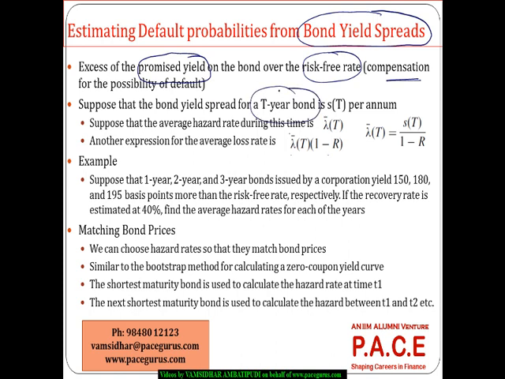So for a T-year bond, if the spread is S_T per annum, and during this period the average hazard rate is lambda_T. The average loss is nothing but the average hazard rate, and in case there is a hazard, 1 minus R is the amount of loss. So average loss is going to be this much. At the same time, we are saying that the average loss is a compensation built into the spread. So I can equate these two things, which means I can compute the average hazard rate as the spread divided by 1 minus the recovery rate. Now, if I look at this numerical, try to solve this.